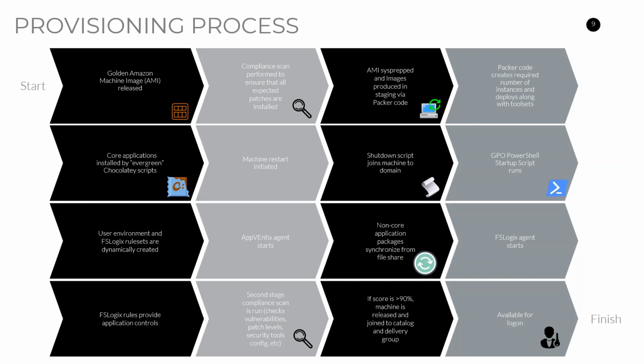And once this is done, when it's finalized, we do a second stage full compliance scan on there, which checks for any vulnerabilities. It checks that the patch levels are done. It checks that all the security tools are on there and configured correctly. And if it doesn't score over 90%, that machine is instantly binned, it's gone, it's thrown away. However, if it does score over 90% in this compliance scan, I think our current level is about 92, it is then released, it is automatically joined to the catalogs, joined to the delivery groups, and fired up and placed and available for logon.